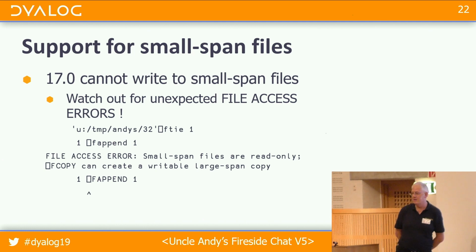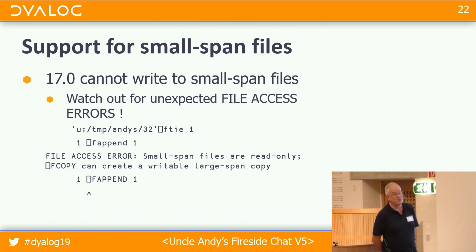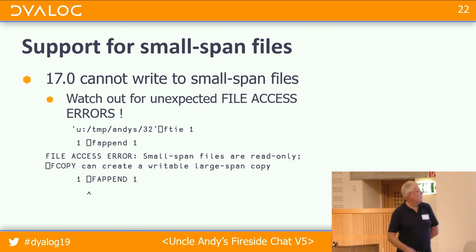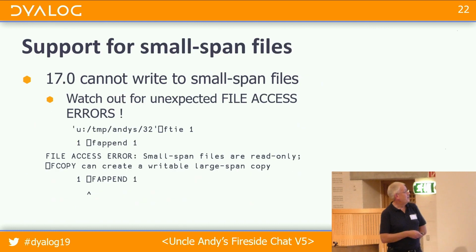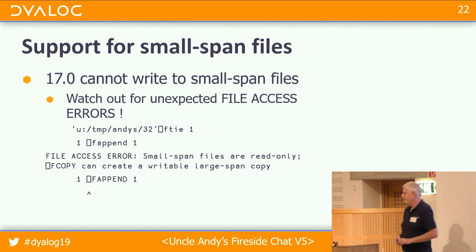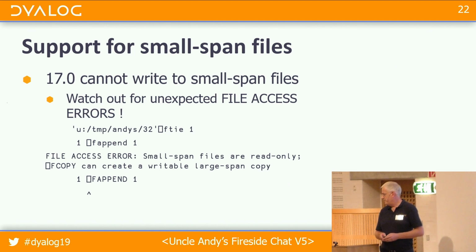And it took us a long time to work out that actually there was nothing wrong with the permissions whatsoever, either at the APL level or at the Unix level or anywhere. It was only because I tried to run it manually that I actually got the rest of the message, which was small span files are read-only. So, not one of our better error message choices, but I think it's too late to change it now.